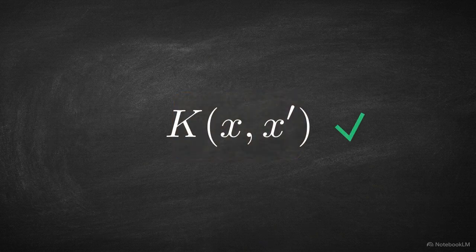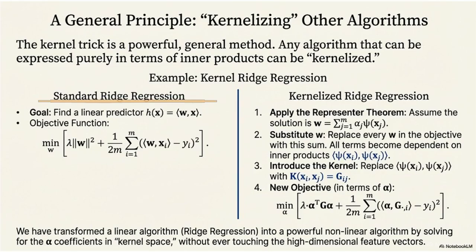This side-by-side comparison shows the conversion of standard ridge regression. By substituting the kernel function into the objective, a rigid linear algorithm is transformed into a powerful nonlinear tool without ever computing the high-dimensional vectors.